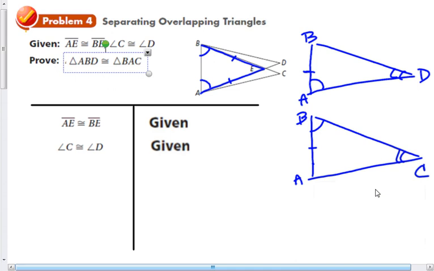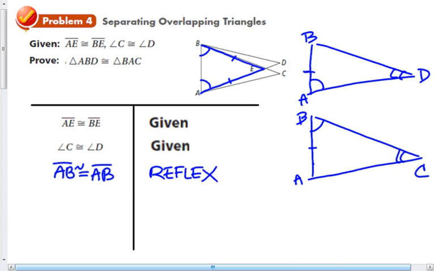So we have AB is congruent to BE. That's given, and angle C is congruent to angle D. And we need to show that also AB is congruent to AB by the reflexive property. And the other thing we're going to say is that angle ABD, or ABC that is, angle ABC is congruent to angle EAD.